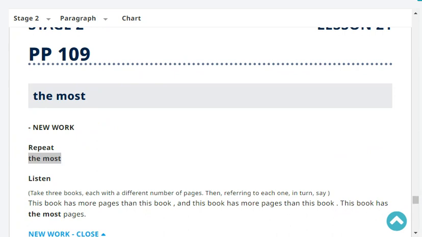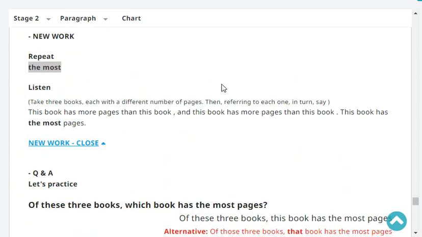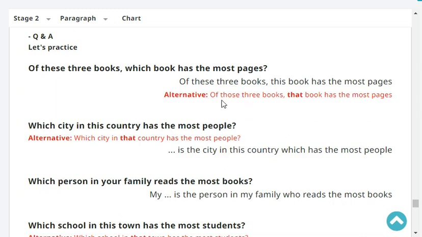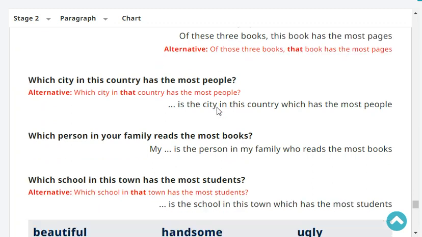Next, repeat the most. The most. Very good. Okay, listen. The most. So this book, for example, has more pages than this book. And this book has the most pages. So it means this book has the most pages of these three books. Let's practice. Which city in your country has the most people? Tokyo is the city in my country which has the most people.